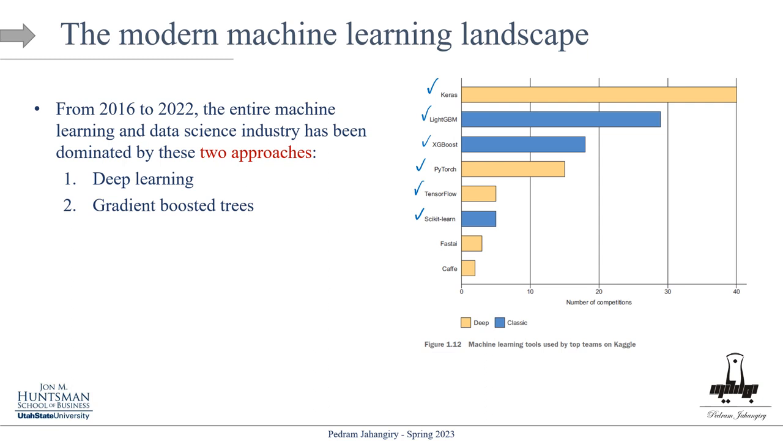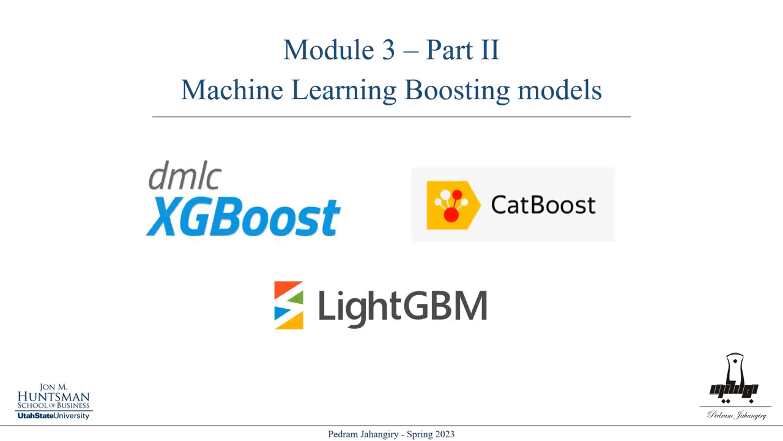As you can see, it seems that from 2016 to 2022, the entire machine learning and data science industry has been dominated by these two approaches, deep learning and gradient boosted trees. Specifically, when it comes to working with structured data, the data that you can easily summarize in a nice table with rows and columns, boosting trees are still very powerful as of today, and it's really hard to beat them, even using a complex neural network architecture. But when it comes to working with unstructured data, we have to work with neural networks. Using neural networks for image processing and text analysis is almost inevitable.